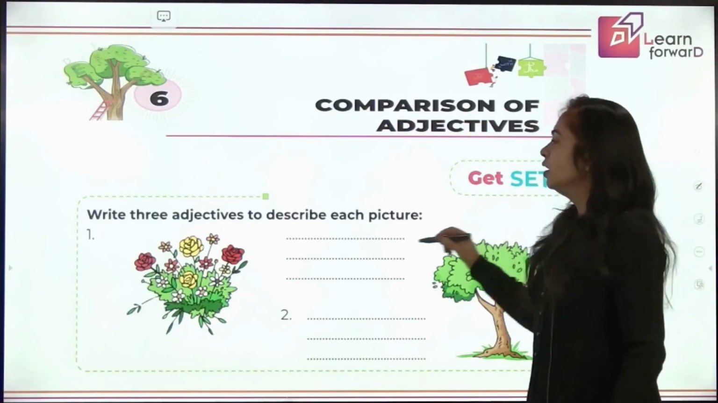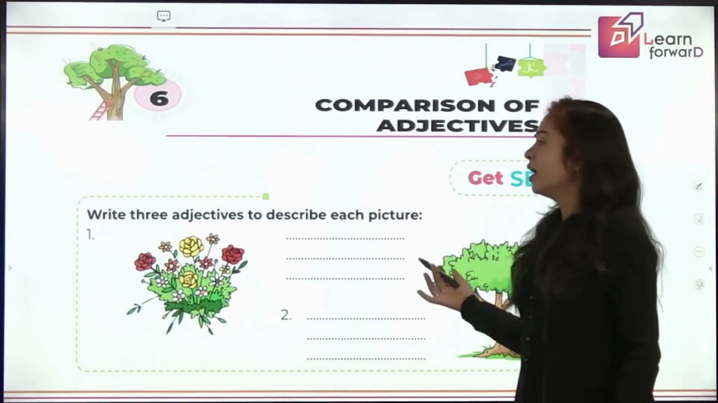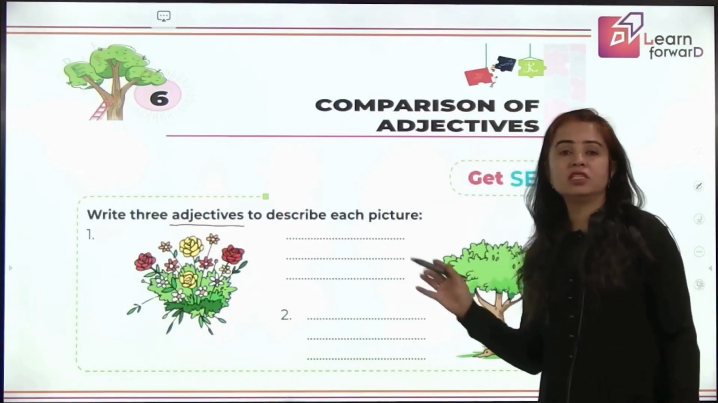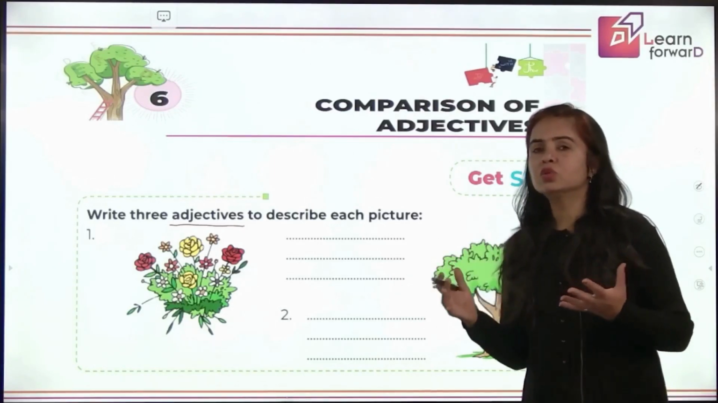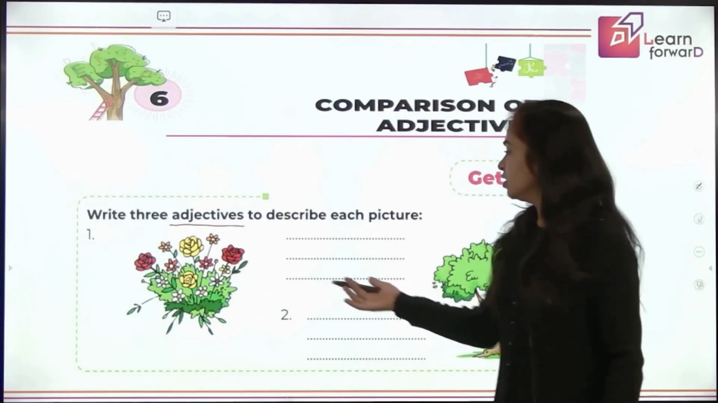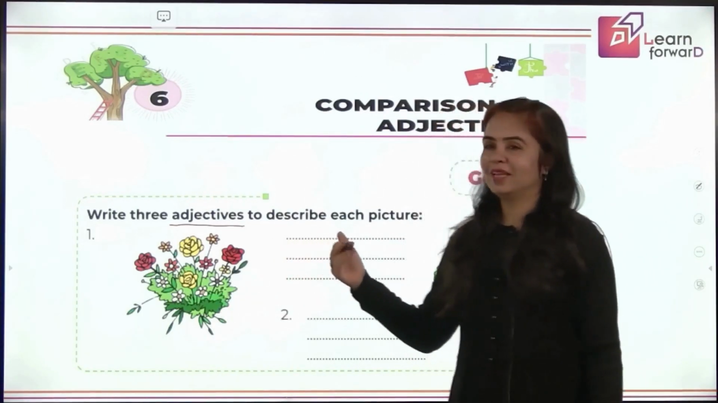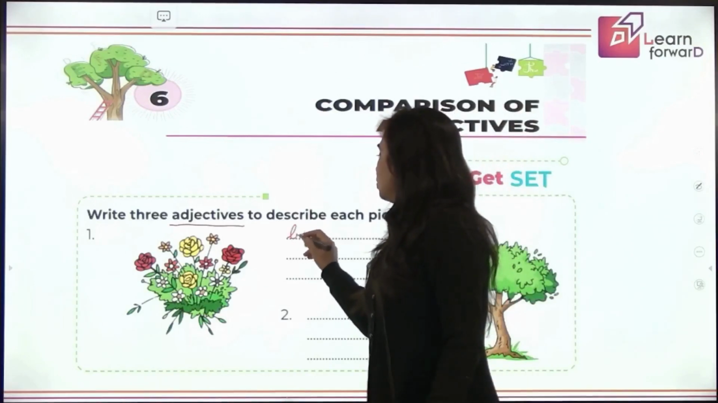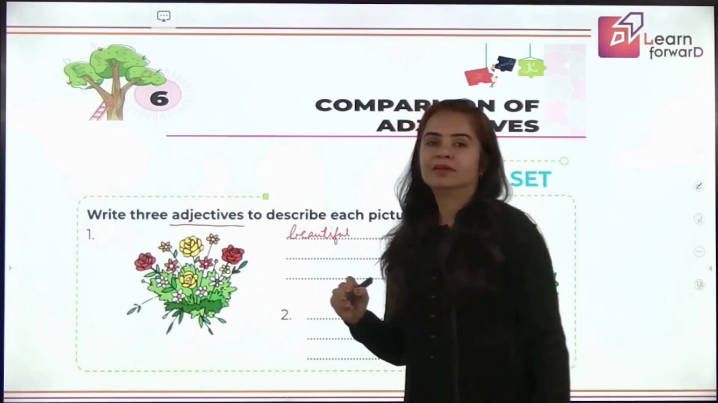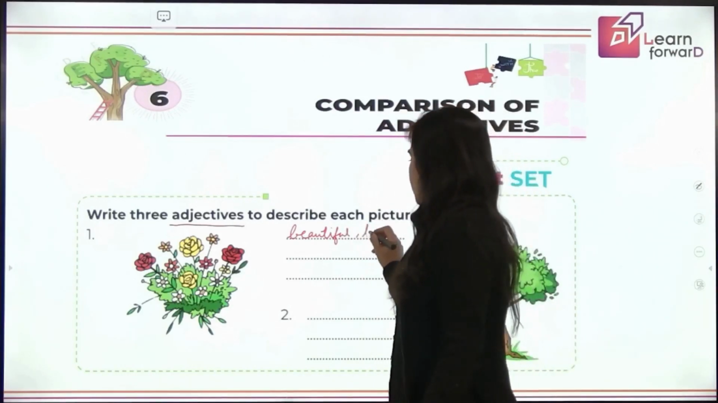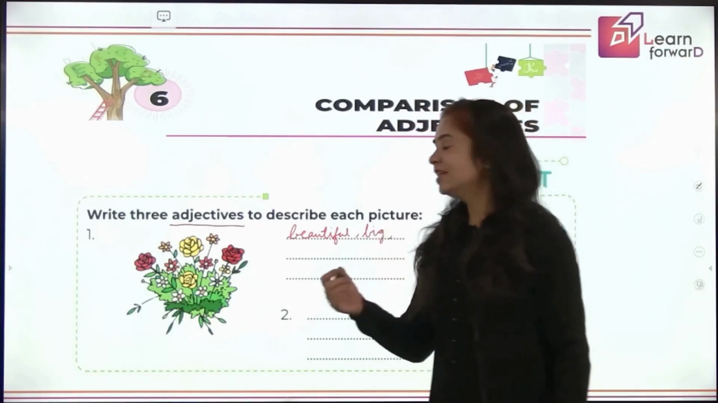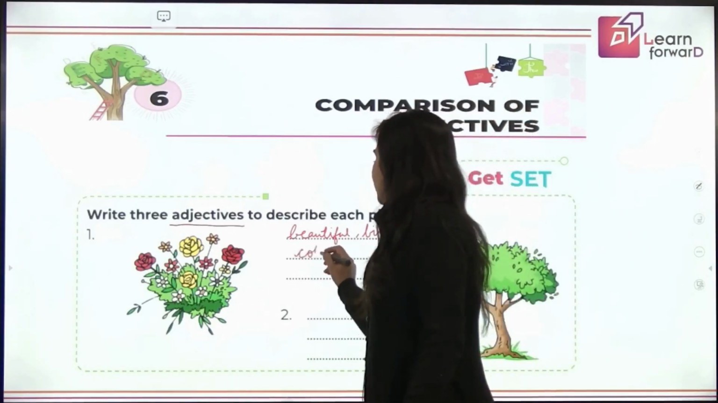What do you see? You see some pictures and they have asked you to write 3 adjectives to describe these pictures. So you have already done so many adjectives. So can you say a few adjectives for this picture? Okay, this is a beautiful bouquet. What else? Yes, this is a big bouquet. Okay. And you can say it is a colorful bouquet.